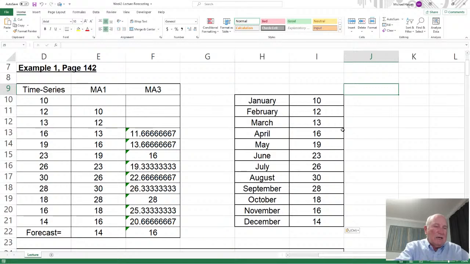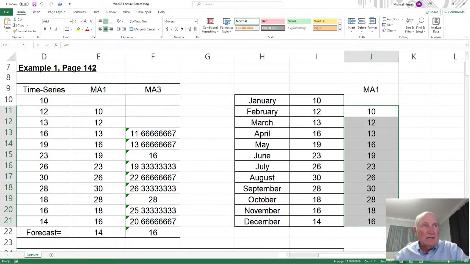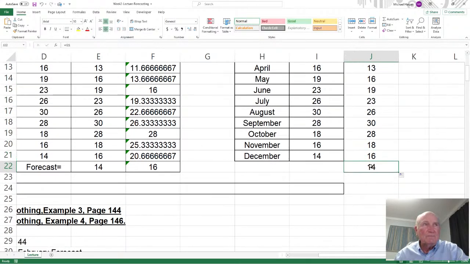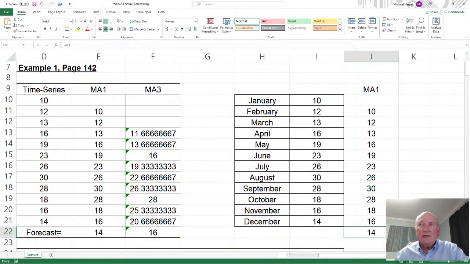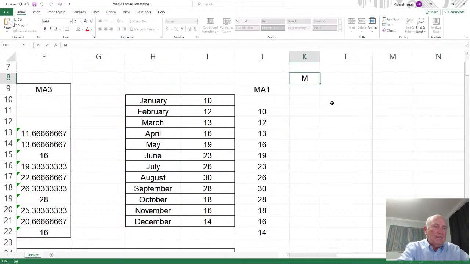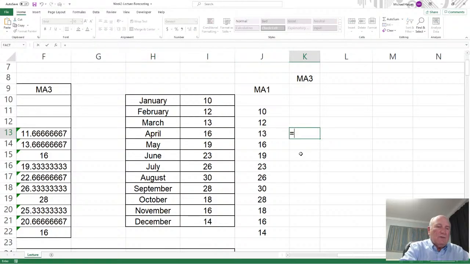So for MA1, type in MA1, which will simply equal the value of the data point in the time period before. Then you click that cell, the lower right hand with a solid plus, left click and drag all the way down, and actually you can go all the way down to the forecast. And there's a forecast of 14. Now for MA3, let's bring this over so you can see it. For MA3 here, I want 3, so I'm coming down 1, 2, 3. For April here, that's going to equal the average.